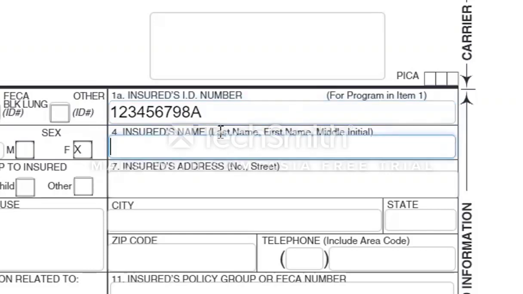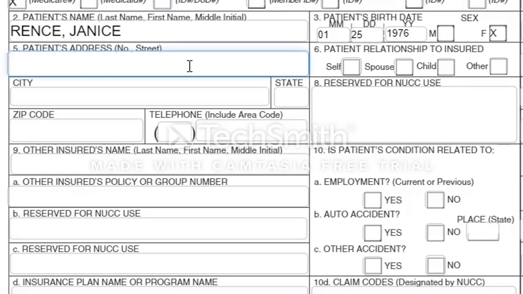Once again, you are going to put the insured's name. So if this is self, then we would put their information here as well. Make sure to not do what I just did. Last name first. Okay. Now, going down to Block 5, this is where we will put that patient's information.